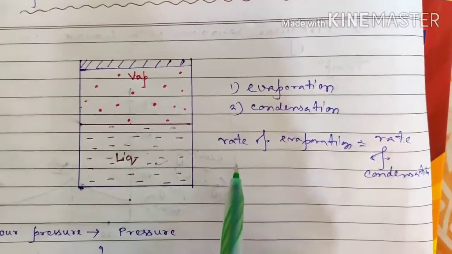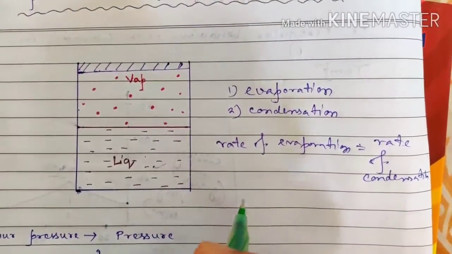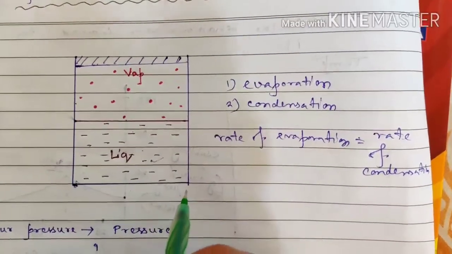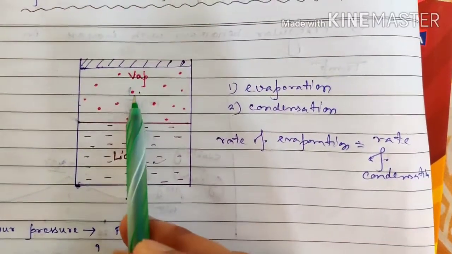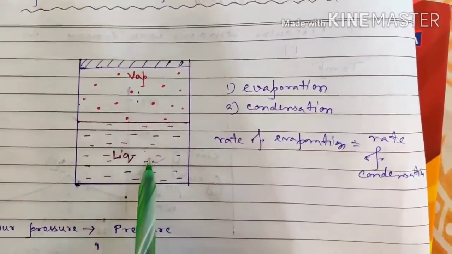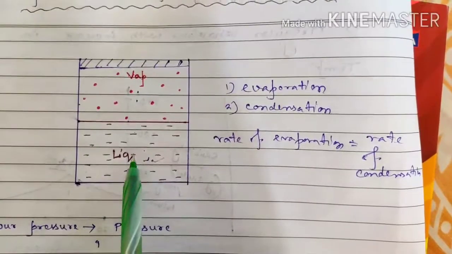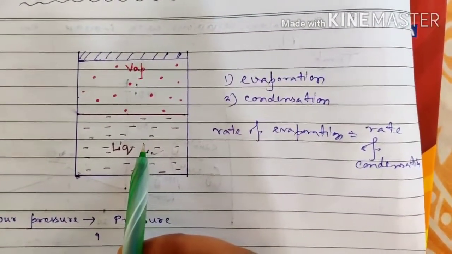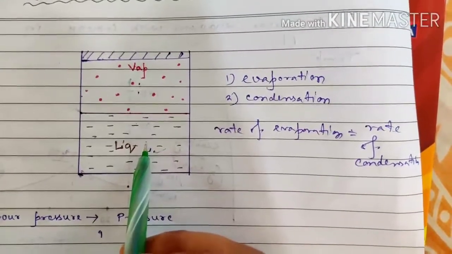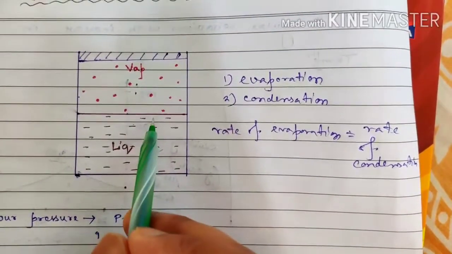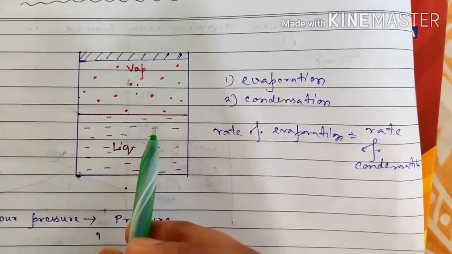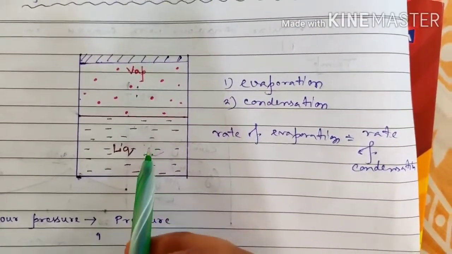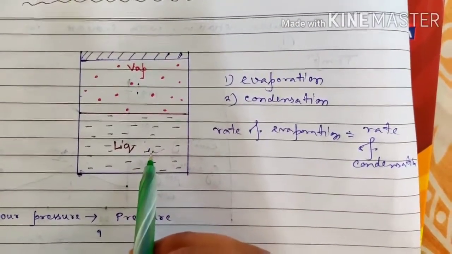So at that point, when equilibrium is reached, the pressure exerted by the vapors above the liquid surface at a given temperature is called the vapor pressure. If we redefine vapor pressure, it is the pressure exerted by the vapors above the liquid surface in equilibrium, that is very important, with the liquid at a given temperature.